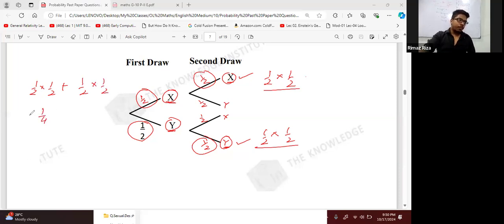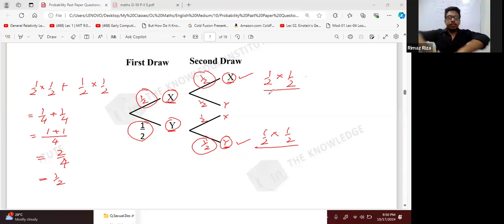So here 1/4 plus 1/4, so it will be 2/4, therefore 1/2. So the probability is 1 out of 2. Is that clear, everyone? Raise your hand if you understand. Okay, good.